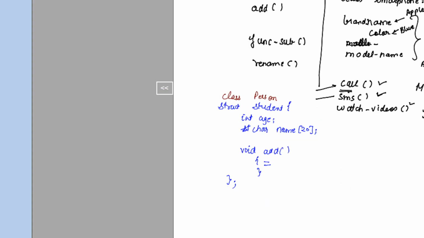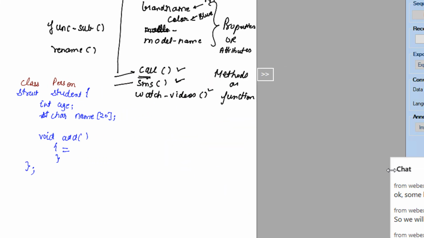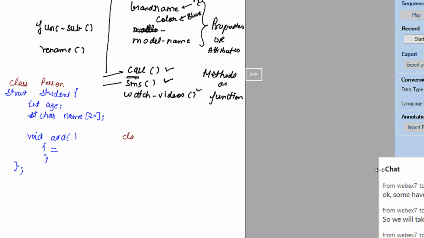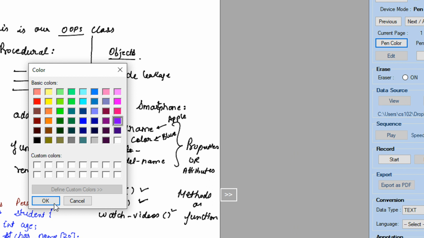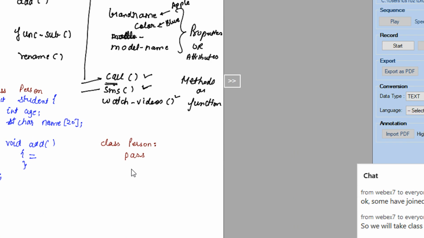So let us come to our notebook. So let's say you have a class person, right? And here we are having just pass, right? And now let me change my pen color, and let's say I'm making a person one, right?